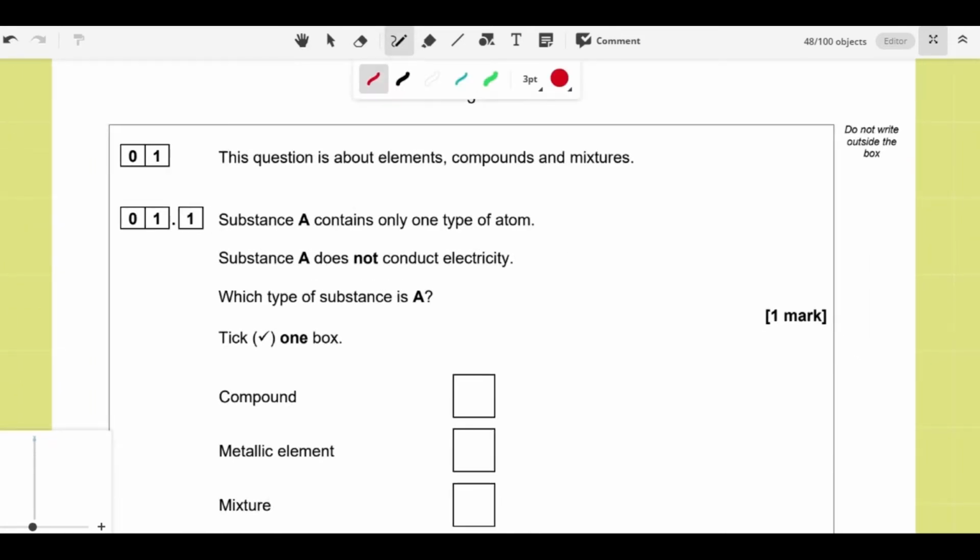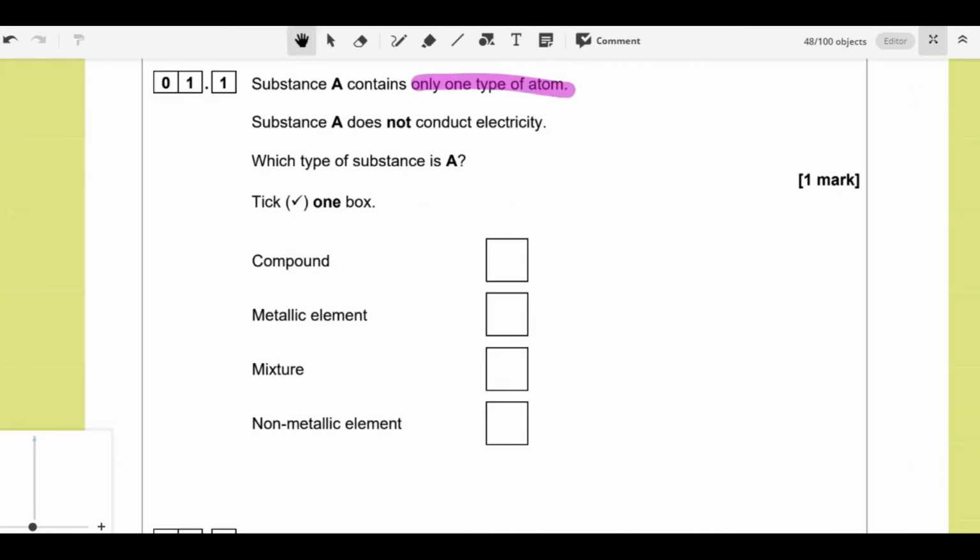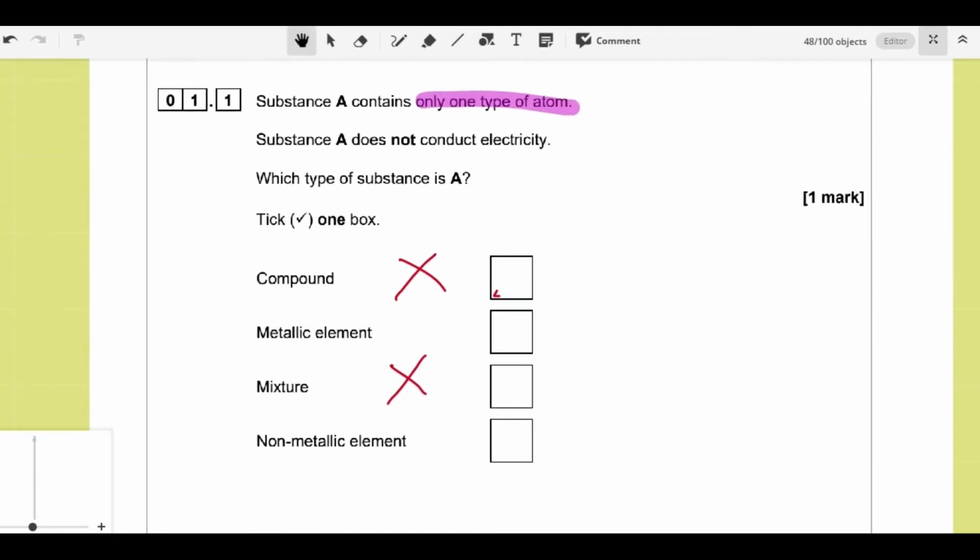This question is about element, compound and mixture. Substance A contains only one type of atom, so it will not be a compound, it will not be a mixture. The second one, substance A does not conduct electricity, so it means a metallic element would conduct electricity, so in this case option D is correct.